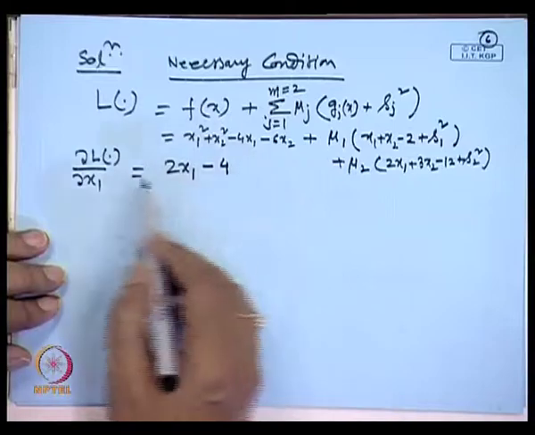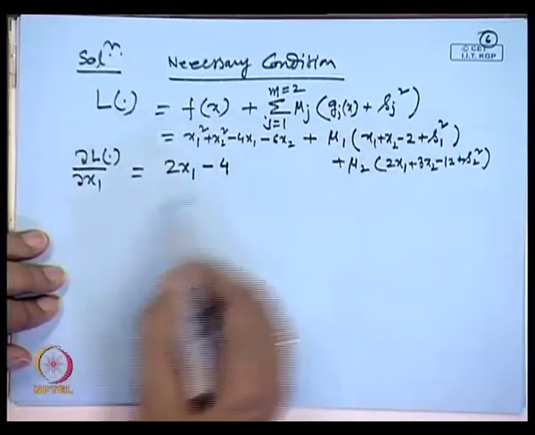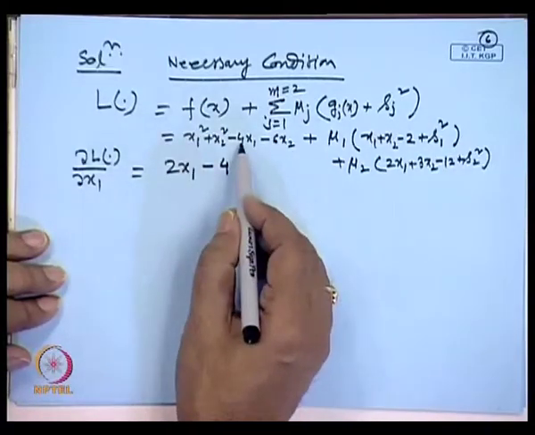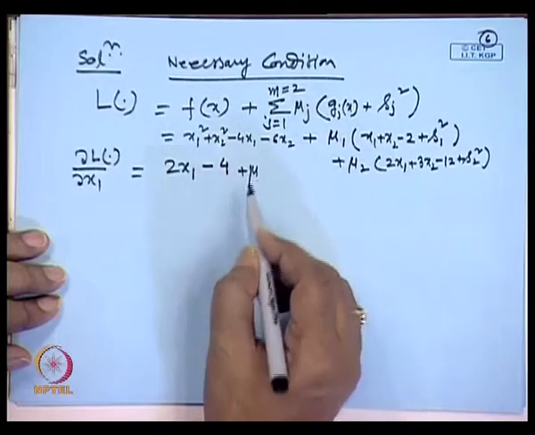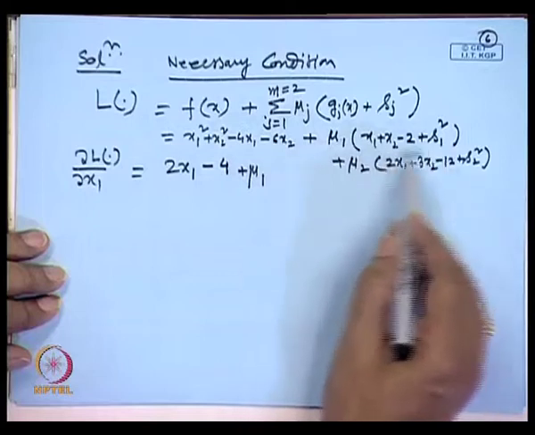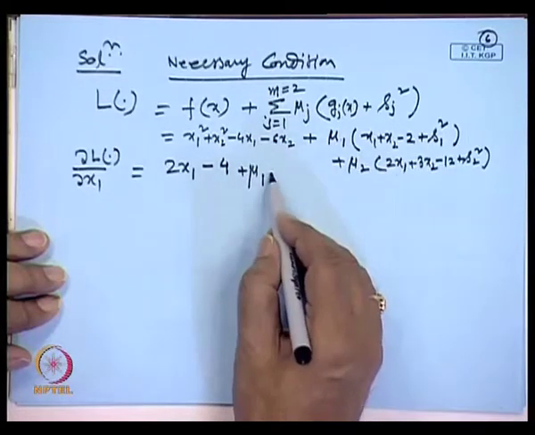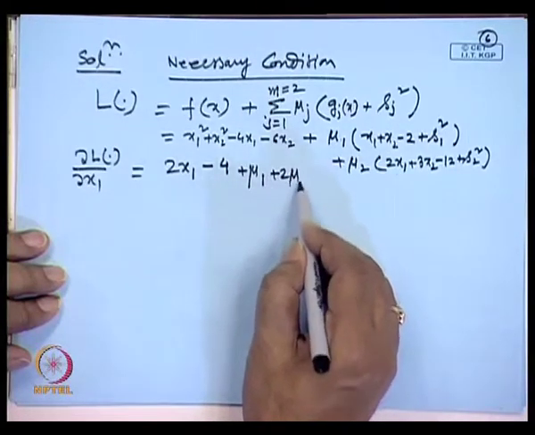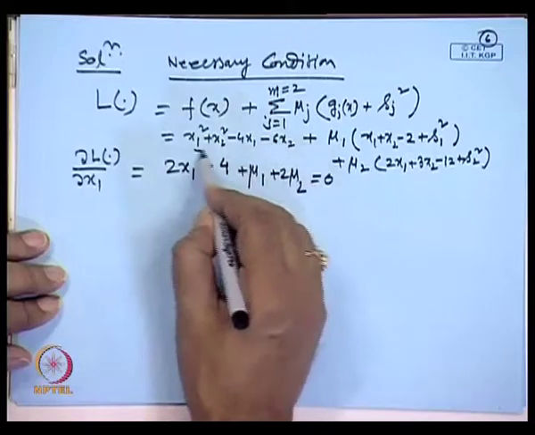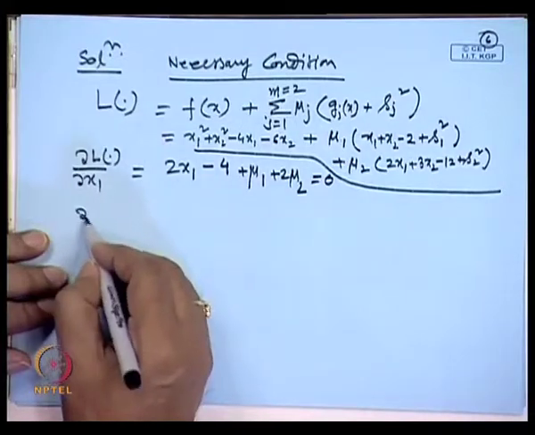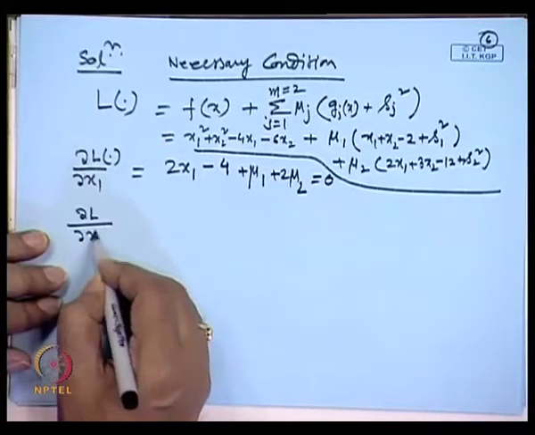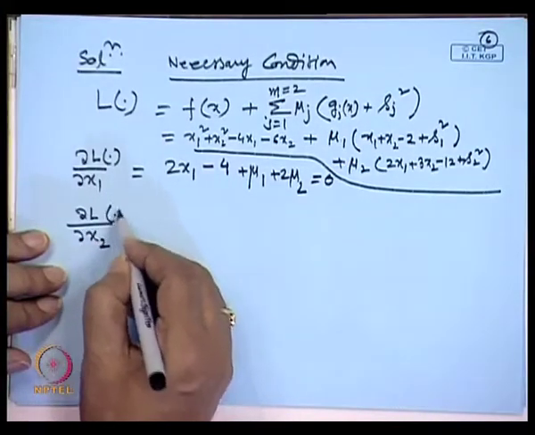Now, I am differentiating this with respect to x 1. So, it will be 2 x 1 minus 4, then mu 1 from the x 1 term, and no other x here, and again there is 2 mu 2. So, this is equal to 0. This is one equation. Again you have to differentiate with respect to x 2.